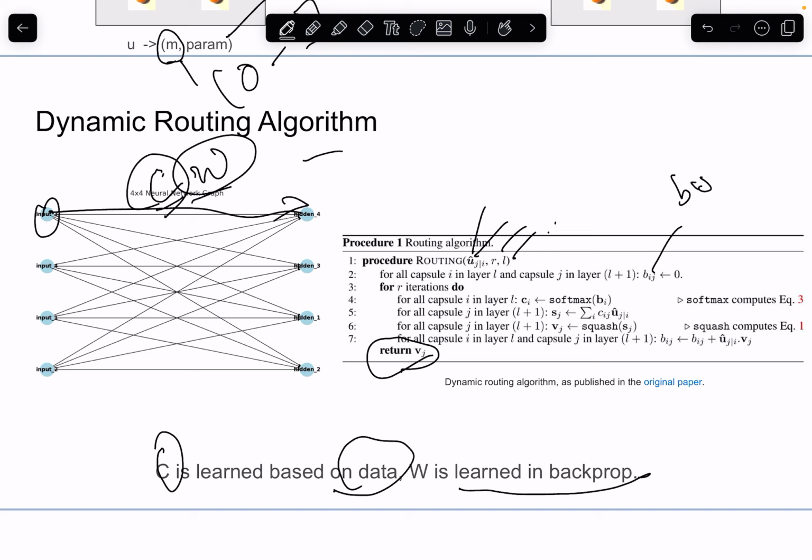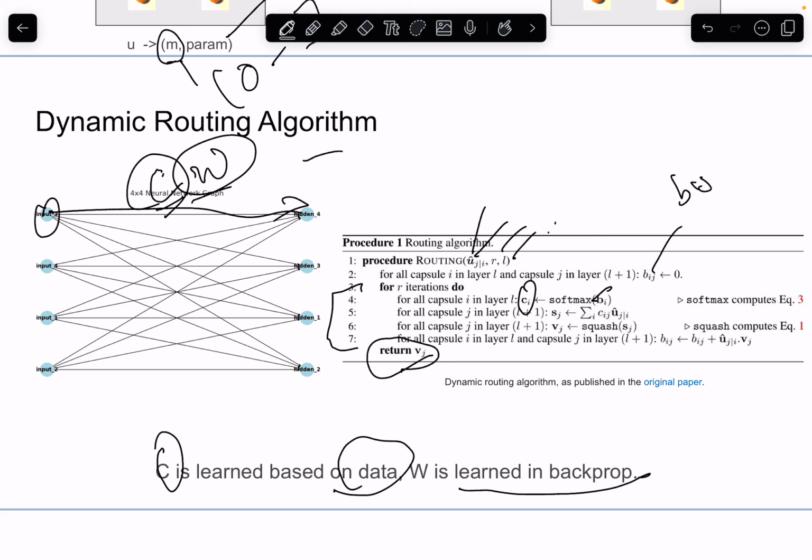And if you see line 3, we will repeat these iterations r times. And in line 4, we are calculating the vector Cij using the softmax.